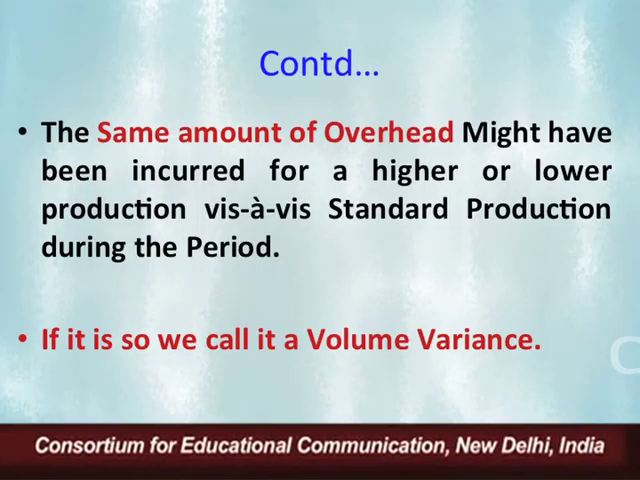The second possible reason can be that the same amount of overhead is being spent. Now mind here, my dear student, the amount is constant, and the same amount might have been incurred for a higher or lower production in relation to standard production during the period. So here what is changing? The level of production, since the change is occurring because of volume, or you can say units of production. So that is why we call it a volume variance. So what is volume variance and what is expenditure variance? I hope you must have understood.